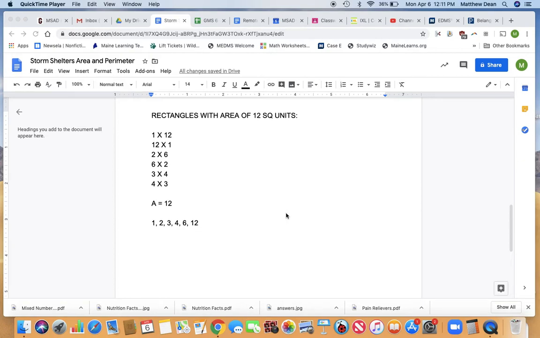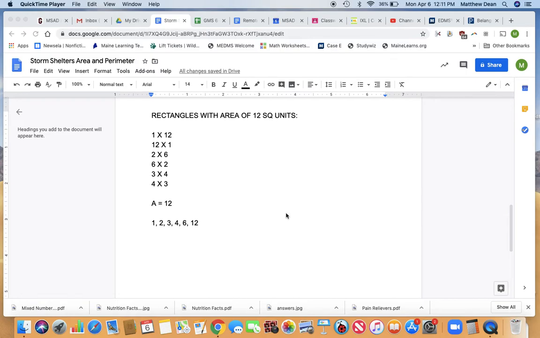Morning period 2. So today we're going to do some more work with area and perimeter. Today what you're going to be doing is coming up with different dimensions for rectangles that have a fixed area, which means they all have the same area, but they're going to have different perimeters.